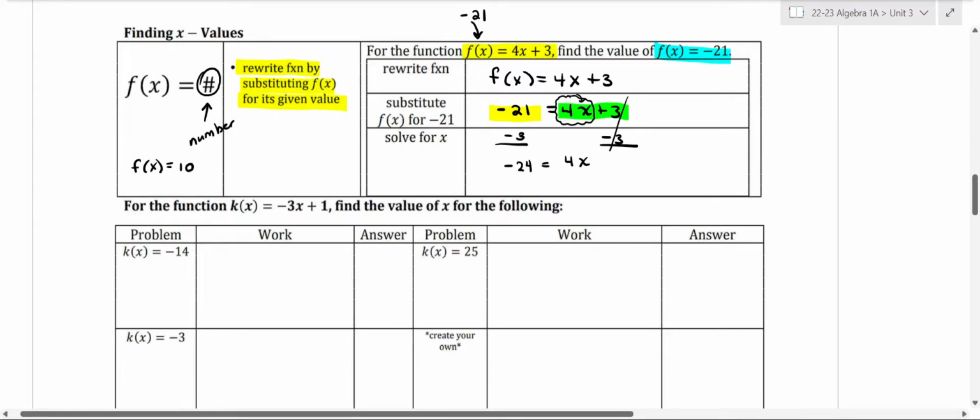Now that we've isolated the term, we want to isolate just the variable. And in order to do that, we need to get rid of this 4, understanding that this is multiplication. So that's why we need to divide out the 4. Right? And negative 24 divided by 4 is going to give us 6. Well, negative 6. And I ran out of room.